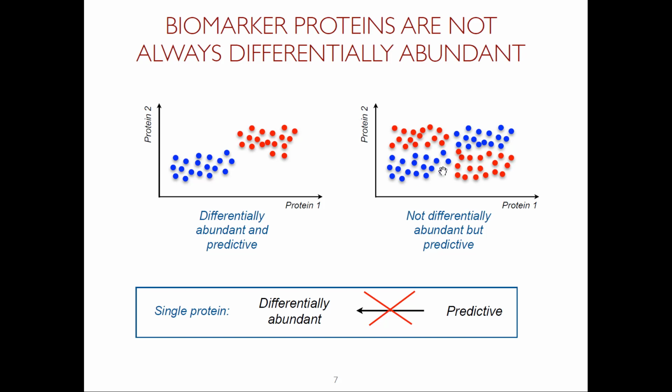But here's the opposite situation. So you see that the healthy subjects span the full range of abundance of protein 1, and the same thing for the disease subjects. So if you compare mean abundances between these two groups, you will not have a change in the mean. The same thing for protein 2. But as a bivariate panel of two proteins, they are perfectly predictive.